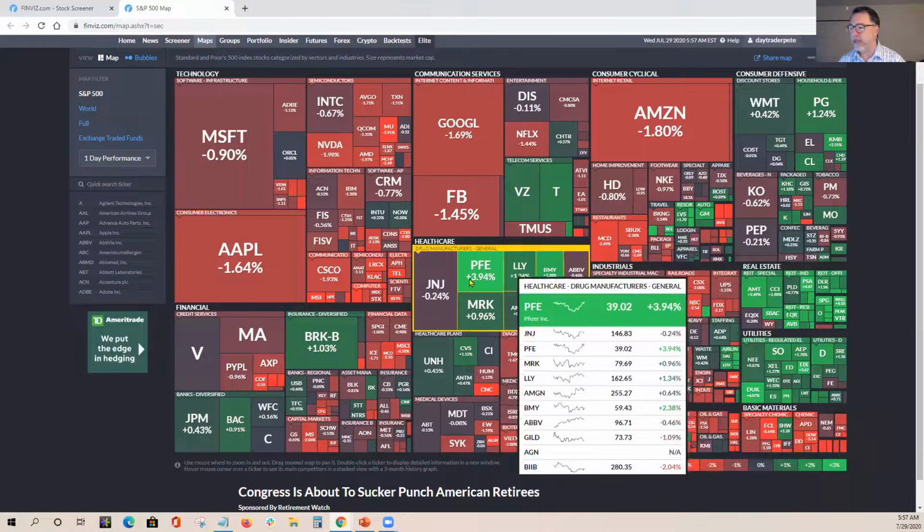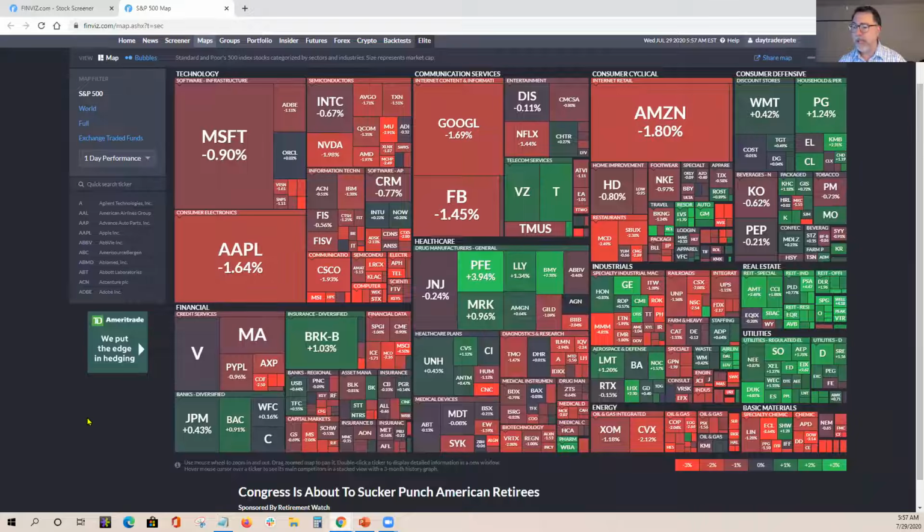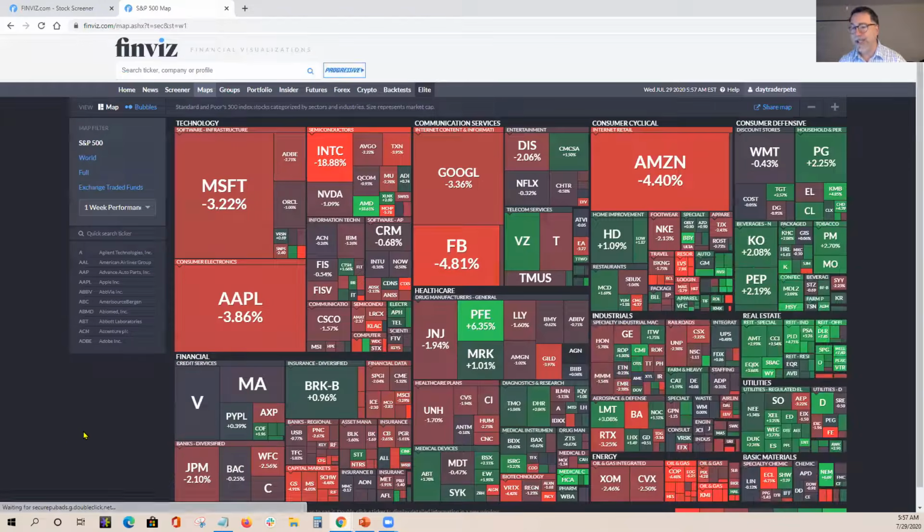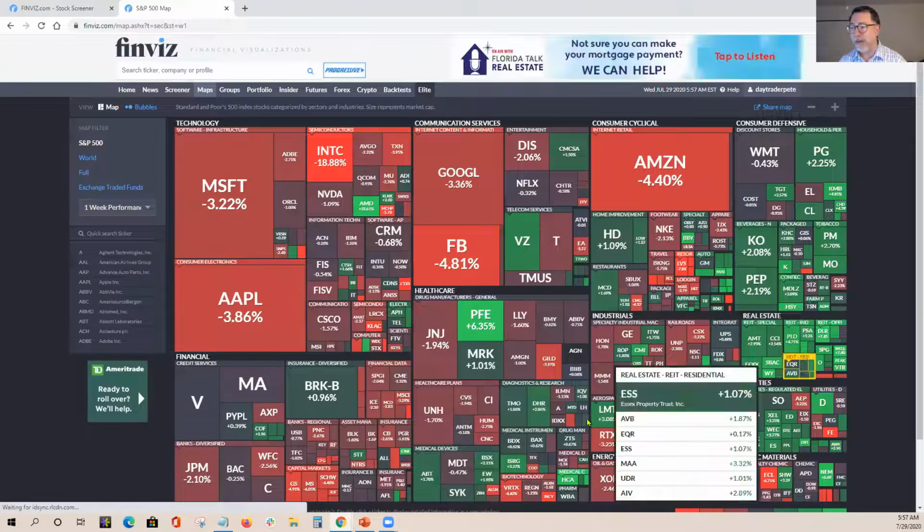So you can see Pfizer obviously had a good day yesterday. The banks, earlier in the day, were pretty explosive to the upside, so there were some opportunities. Then you could actually go over here and look at the last week, and you can see, again, the last 5 days of trading, not really much better.